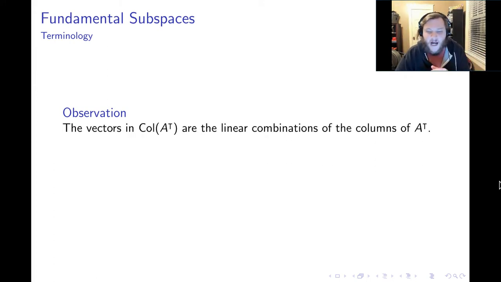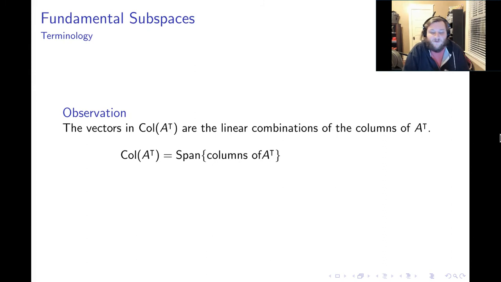What about the column space of the transpose? Well, remember that the column space of a matrix consists of all linear combinations of the columns of that matrix. Therefore, the column space of A transpose consists of all linear combinations of the columns of A transpose. A more mathematical way to write this is to say that the column space of A transpose is equal to the span of the columns of A transpose.